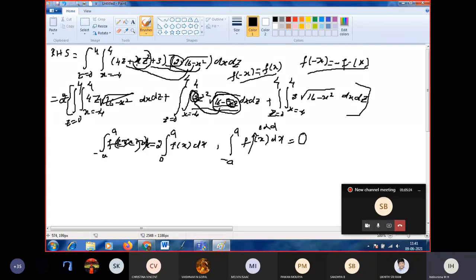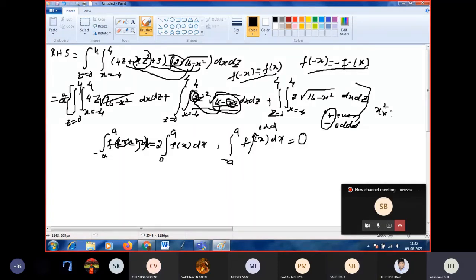So odd into even, what is it? Plus is even, minus is odd. What is odd into even? Odd. Odd into even is odd. Okay. X square into x is what? X cube. X square into x is x cube.